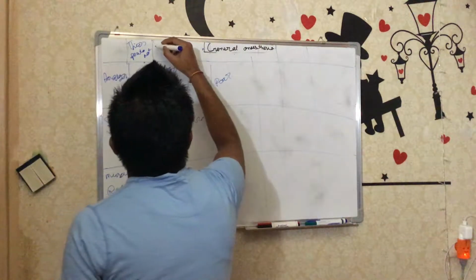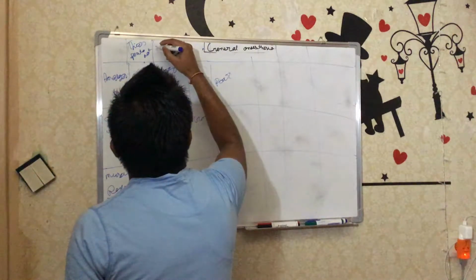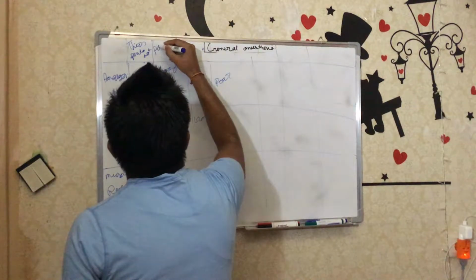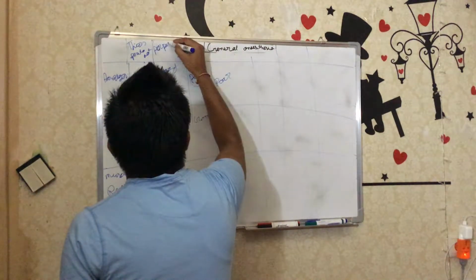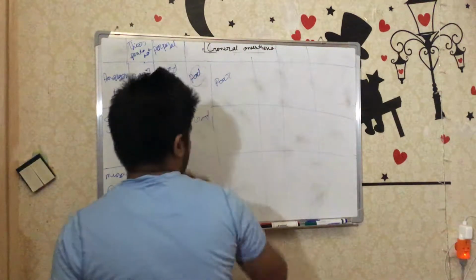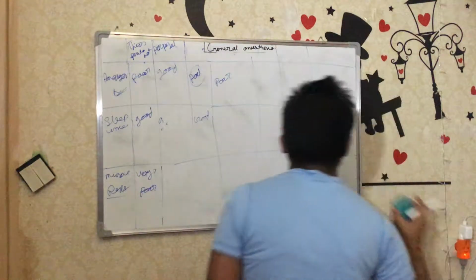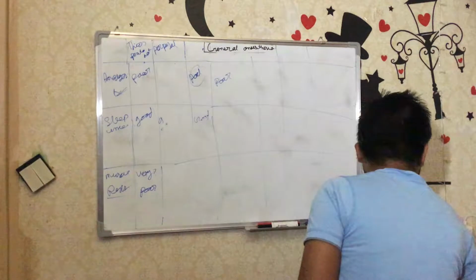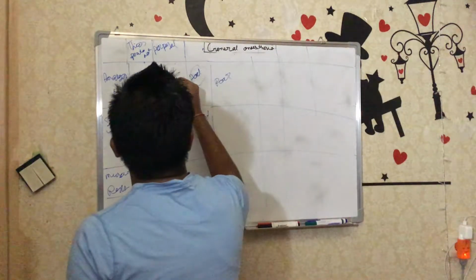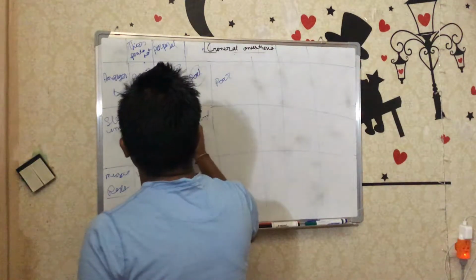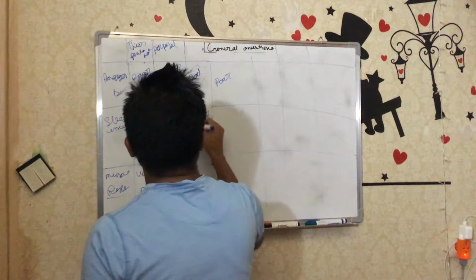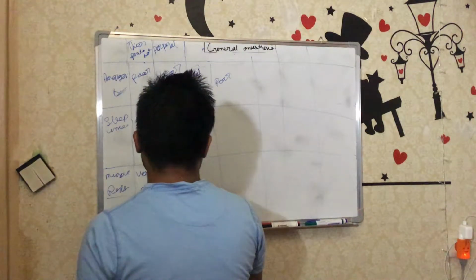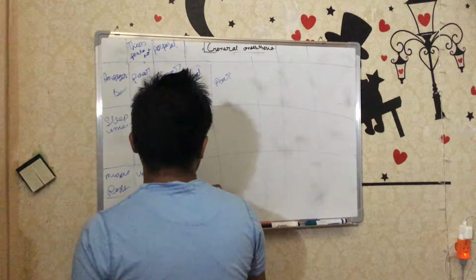Next one is propofol. The same thing, it also has poor analgesic, good anesthetic properties, and very weak muscle relaxant.